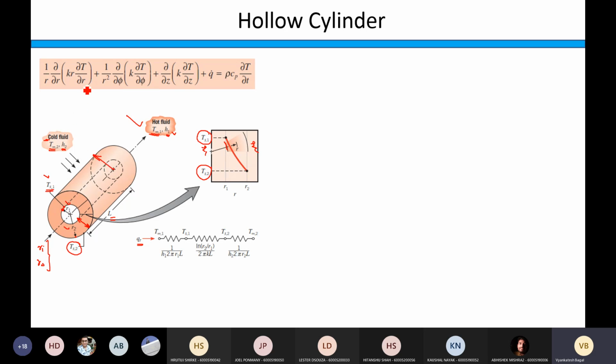So we have the three coordinates r, phi, and z. Out of this we are saying that the heat is transferred along the r direction. So your temperature is a function of r alone. This is what we are going to consider. Is it clear?